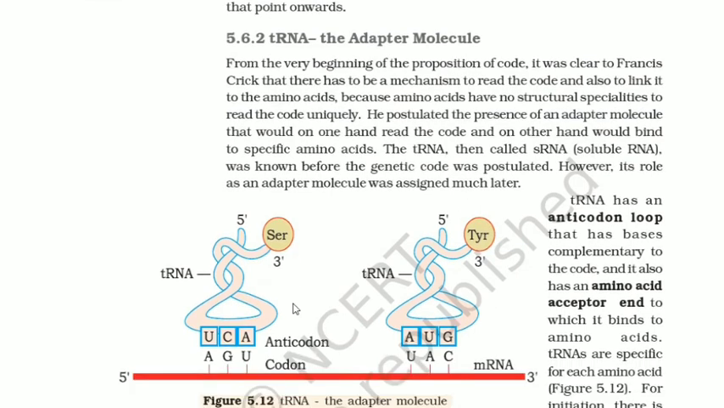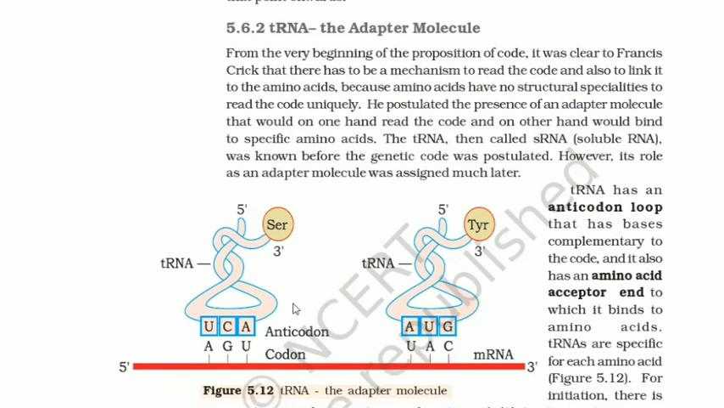5.6.2 tRNA, the adapter molecule. From the very beginning of the proposition of the code, it was clear to Francis Crick that there has to be a mechanism to read the code and also to link it to the amino acids, because amino acids have no structural specialties to read the code uniquely.